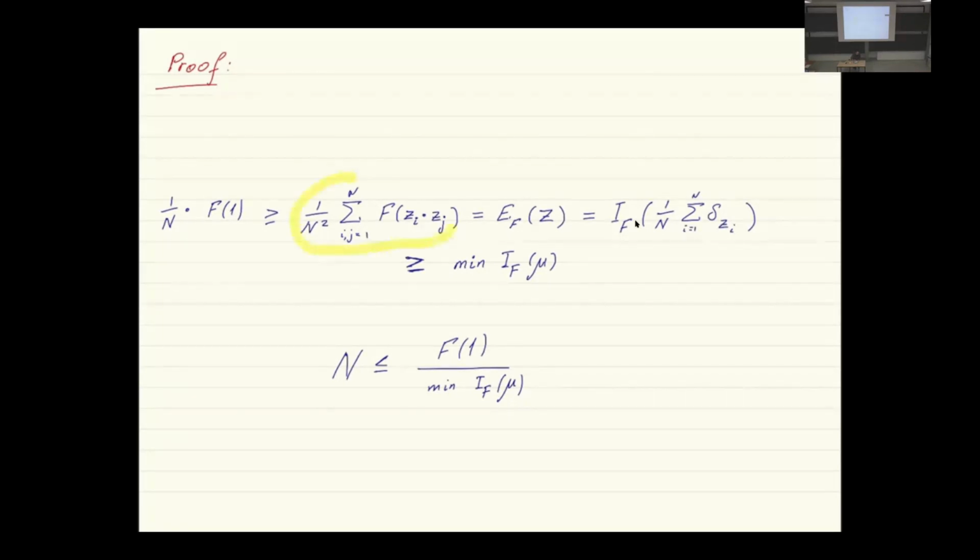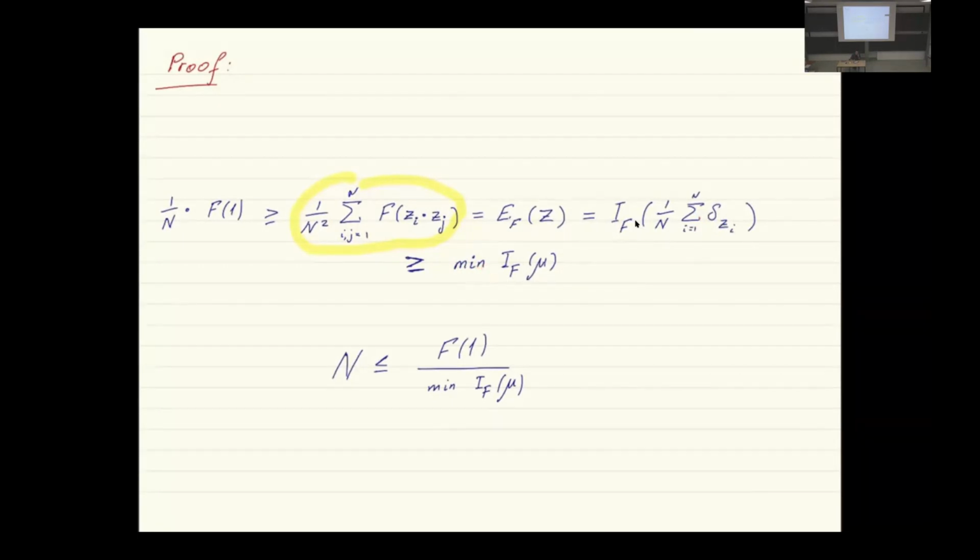Let's look at the discrete energy. On one hand, whenever i is not equal to j, the terms are non-positive. That's why it's less than or equal to just the diagonal terms, which gives you f of 1 times n, and you divide by n squared, so you get 1 over n. On the other hand, this discrete energy is equal to the energy integral on this empirical measure. So this is bounded below by the minimal energy.